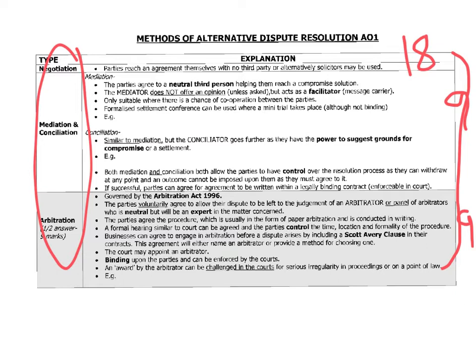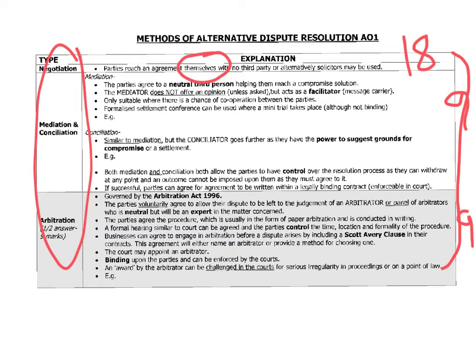Right, so the first type of alternative dispute resolution is negotiation. So this is where you and the other party are coming to an agreement yourselves. So very much like everyday life, really. You have a fallout with one of your mates, and you'll probably sit down, chat it out, or text it out, and you'll sort it out. That's what negotiation is all about. You and the other party reaching an agreement yourselves, right?